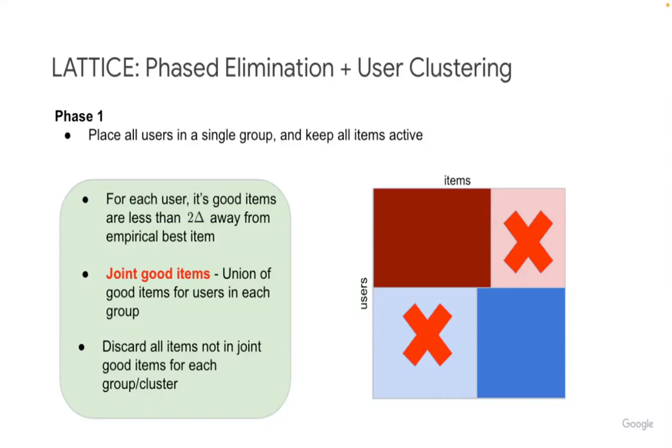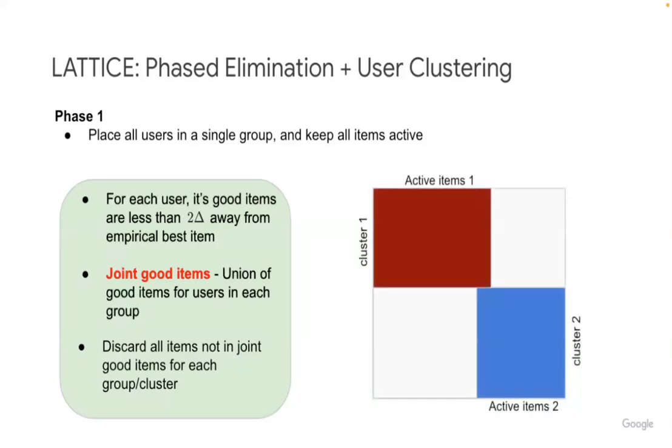So for the top group, the one in brown, we will discard a large chunk of suboptimal items which did not belong to the joint good items. Those suboptimal items are not good for anybody in that group. Similarly, for the bottom half of users, we also discard a large chunk of items that are not good for anybody in that blue group.